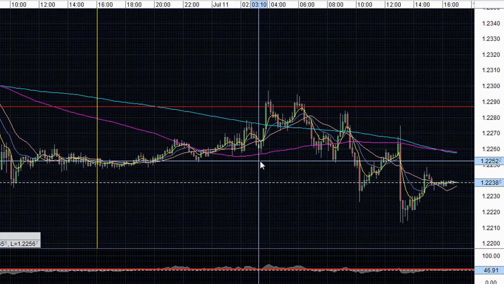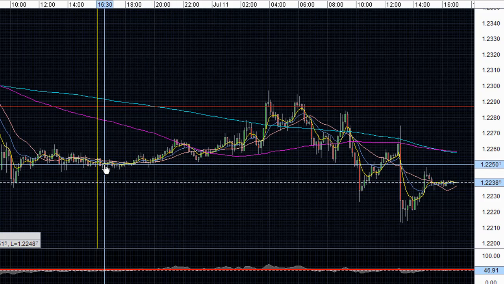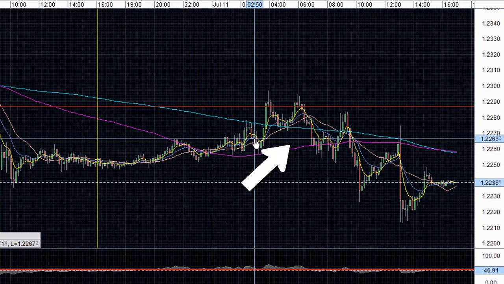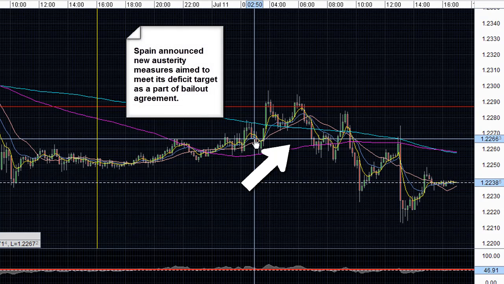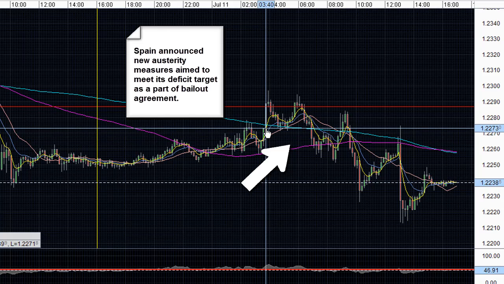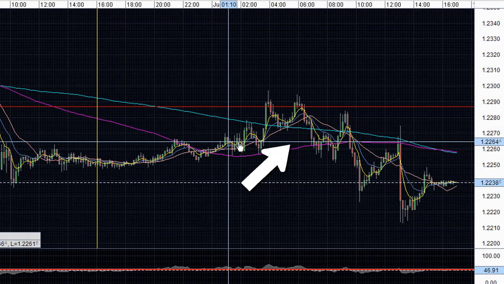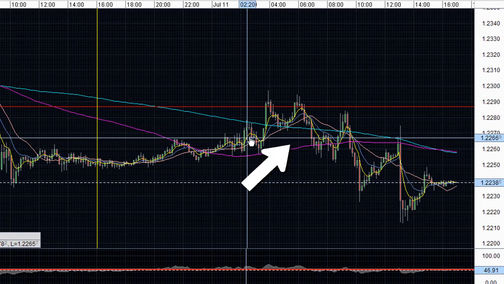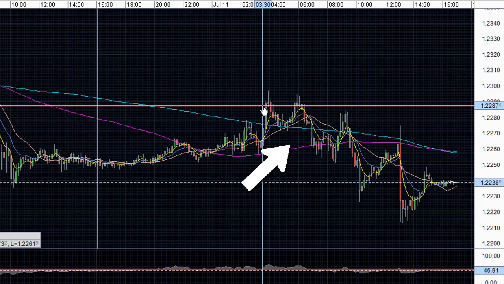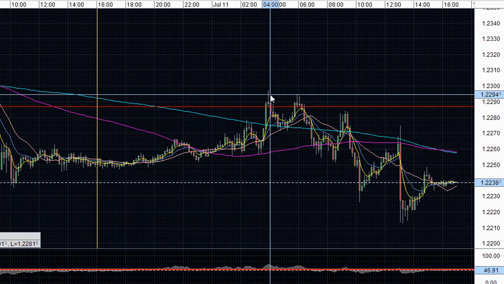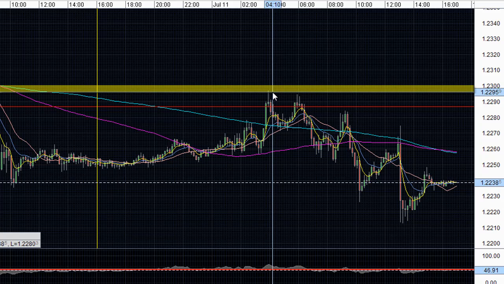So then, of course, if you look to your left, close to the daily open or the Asian open, you can see that the euro began to rally, and it really began to pick up steam after we received the announcement from Spain. Spain had announced that they had come up with new austerity measures that would help them to meet their deficit targets. And this was really a part of the actual bailout agreement for Spain. So then when that announcement came in, we saw this pickup of movement to the upside, and the pair began to rally upward. But of course, it reached resistance right below the 2300 psychological level.